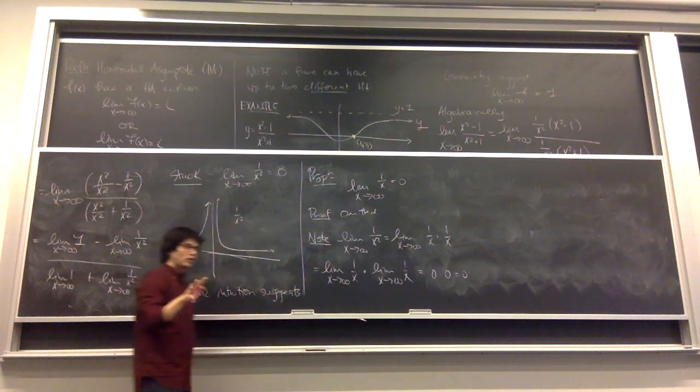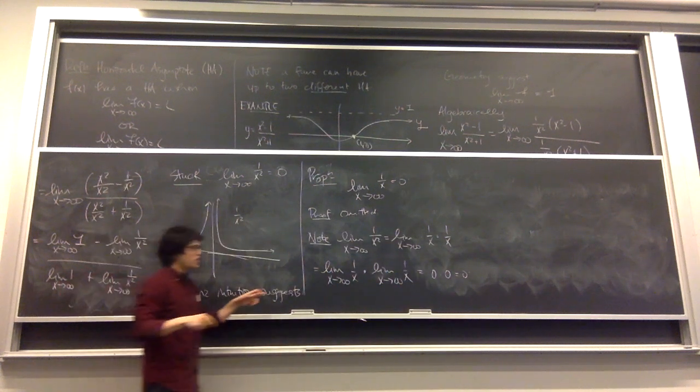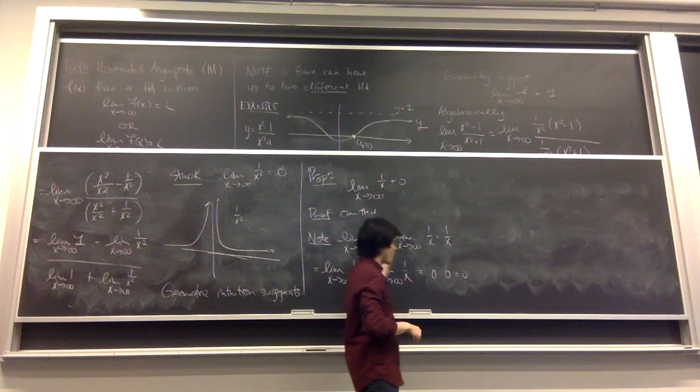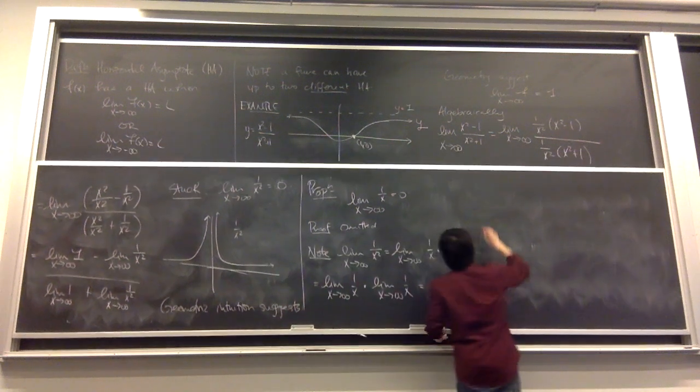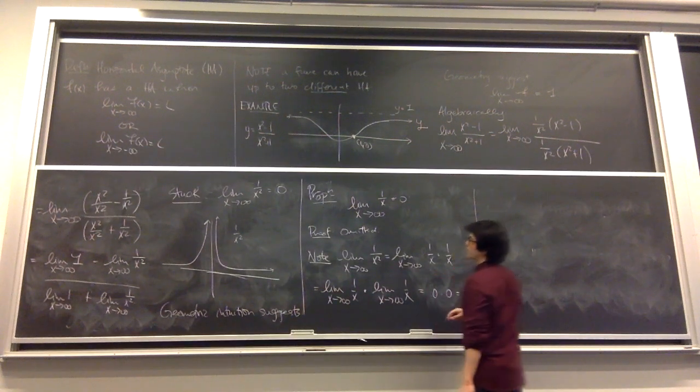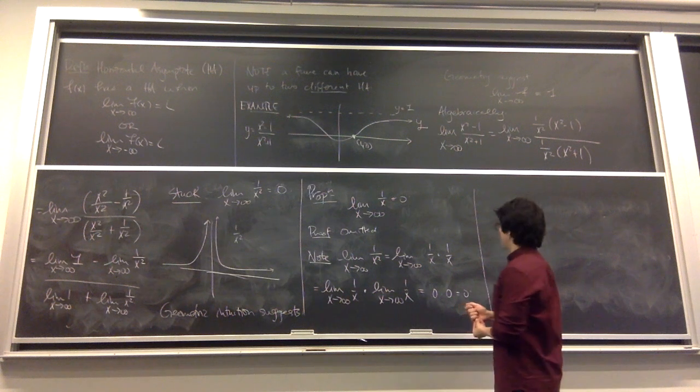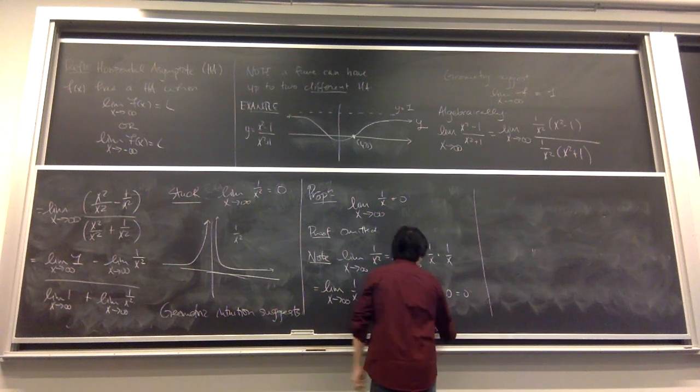So we are in fact no longer stuck, because now we know what the limit of 1 over x squared is. It goes to 0. So what am I supposed to write when we're unstuck? Aha. Okay. Aha.